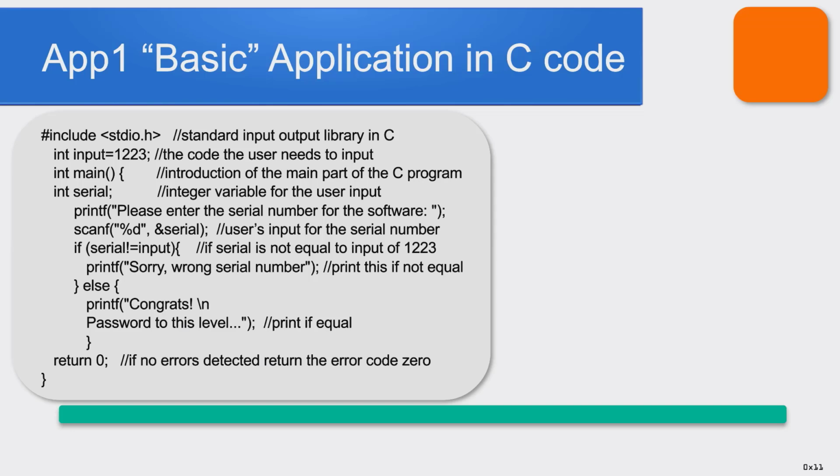For those of you that don't know C code, the first line is include stdio.h. This is just the standard input-output library in C, is all it is. Then you have your integer input equals 1223. I said 1223 is the code that the user needs to input. Then the int main is the main part of the C program.